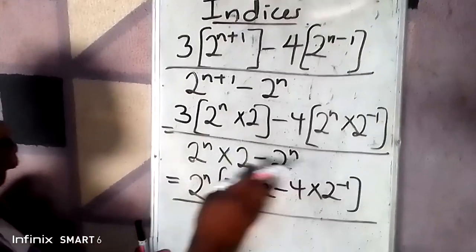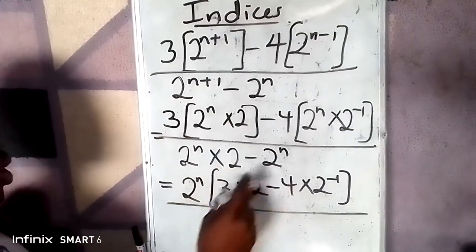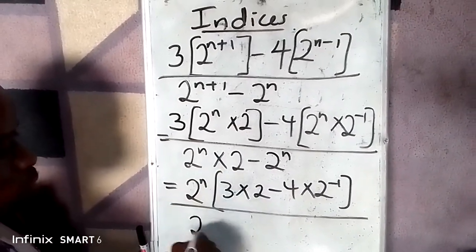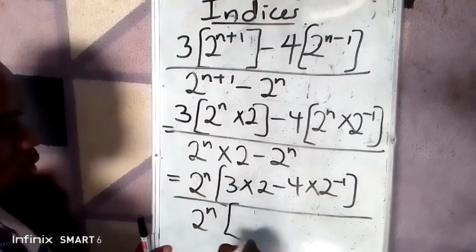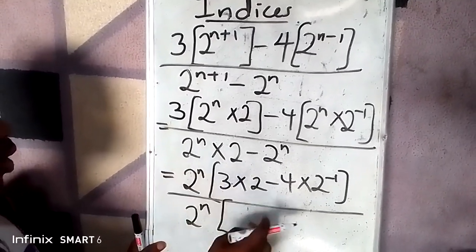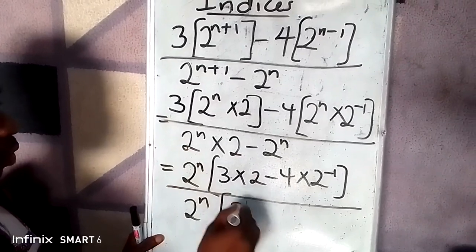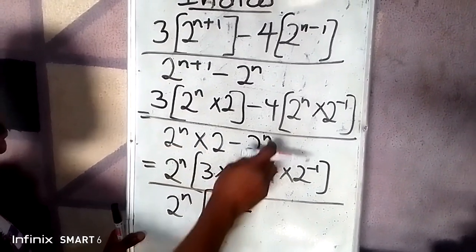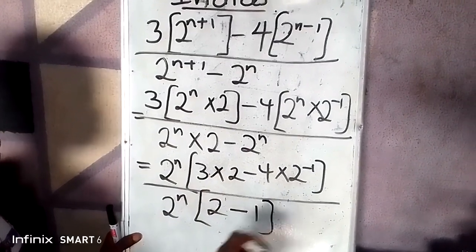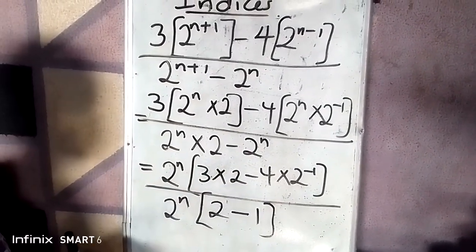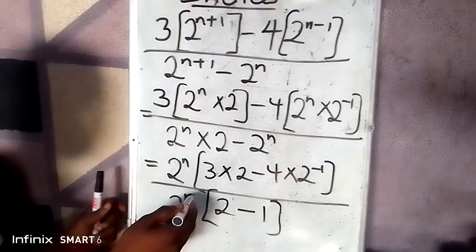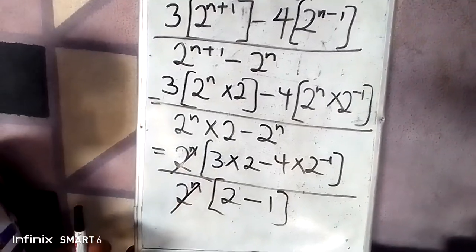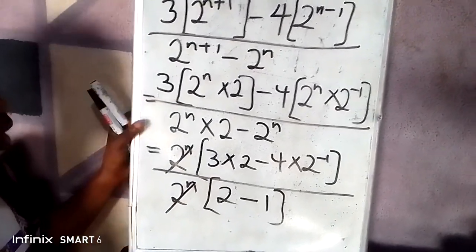So in this one, what is common here is 2 raised to power n. That means I'll factorize 2 raised to power n into a bracket. So when I factorize 2 raised to power n, there is 2 here, because 2 raised to power n times 2 will still give me this. Minus, I'll factorize it, that is 1. That's 1. So when we have that, this 2 raised to power n cannot cancel 2 raised to power n here. So what do we now have in the bracket?